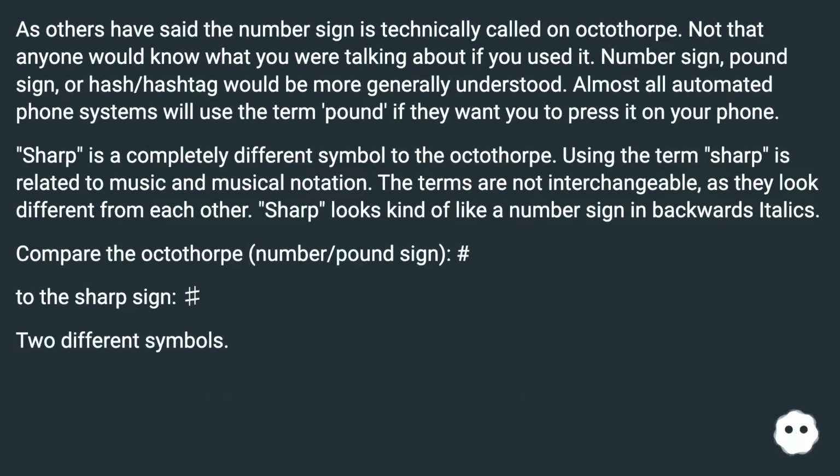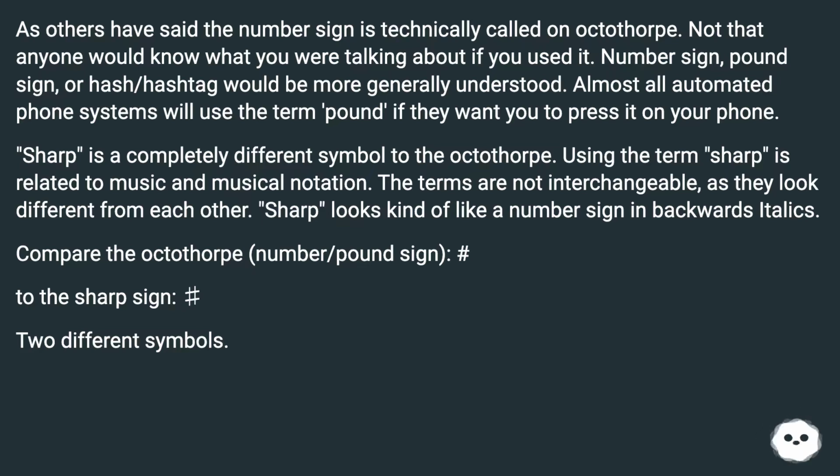As others have said, the number sign is technically called an octothorpe. Not that anyone would know what you were talking about if you used it. Number sign, pound sign, or hashtag would be more generally understood. Almost all automated phone systems will use the term pound if they want you to press it on your phone.